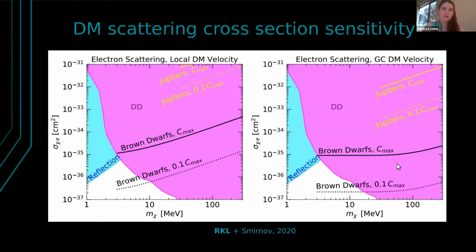Okay. We also have sensitivity to interacting with electrons because there are electrons in these planets as well. So the previous case I was showing you was interacting with the protons.